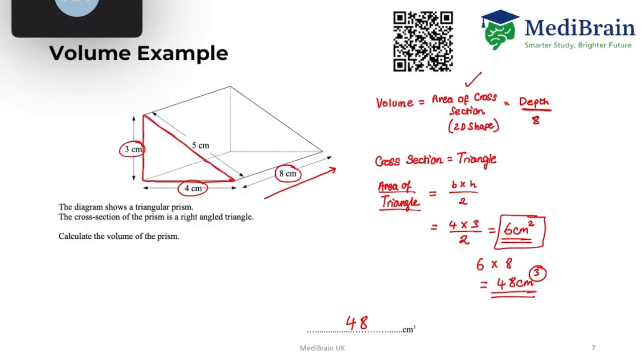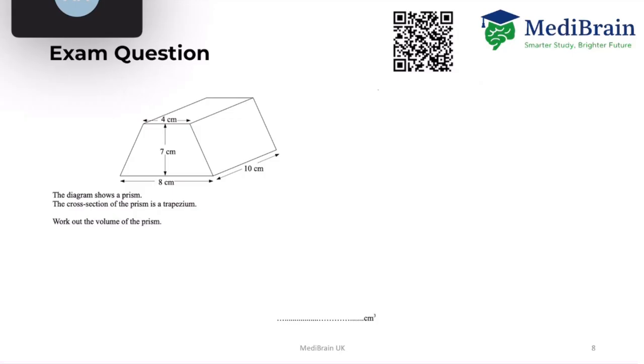Okay, so now I'm going to move on to a question that you guys can have a go at. This time you've got a prism and the cross section is a trapezium. I want you guys to work out the volume of this prism. I'm going to give you 2 minutes, and then I'll go through the answers with you.